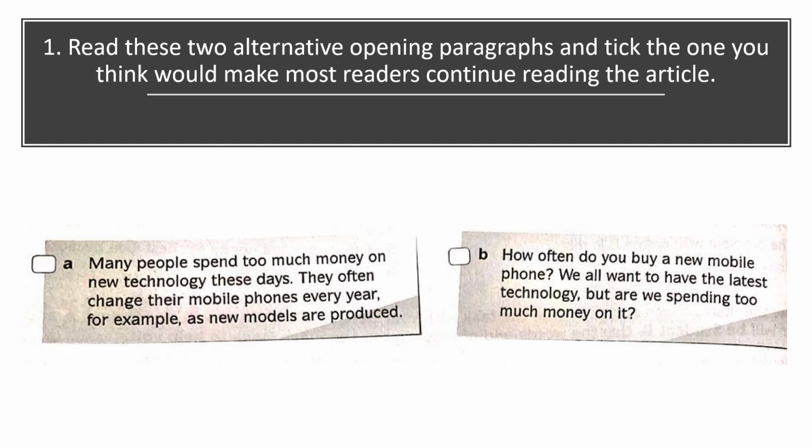A. Many people spend too much money on new technology these days. They often change their mobile phones every year, for example, as new models are produced. Now let's look at B. How often do you buy a new mobile phone? We all want to have the latest technology, but are we spending too much money on it? Now, between these 2 opening paragraphs, B sounds more like you let the readers ponder upon what we are going to write about in the next content of our writing. So the answer is B.